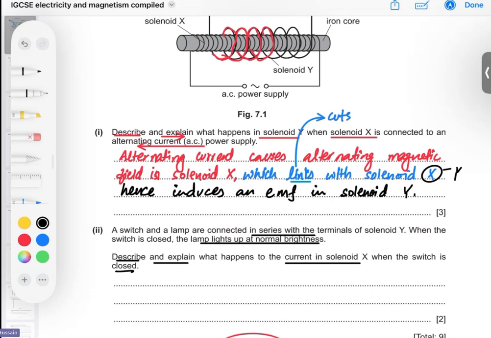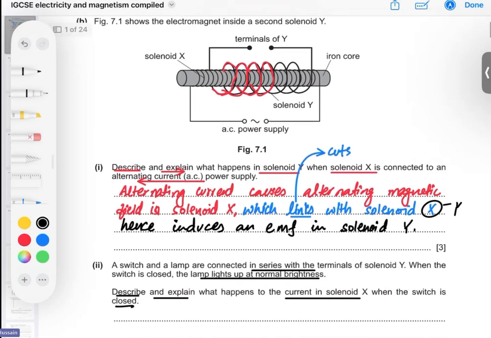Switch and lamp are connected in series with terminals of Y. When the switch is closed, the lamp will light up at normal brightness. What happens to current in solenoid X when the switch is closed? Definitely, when I close the switch, current in solenoid X will increase.